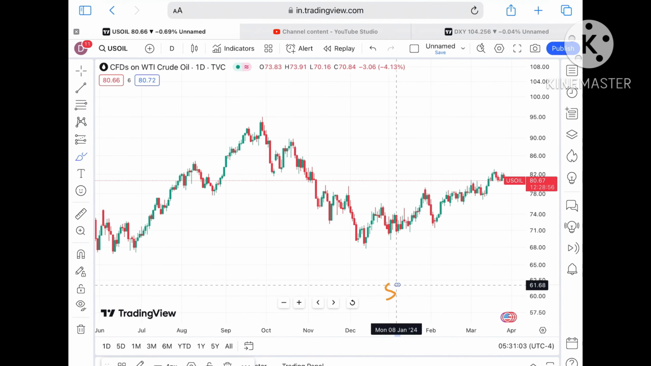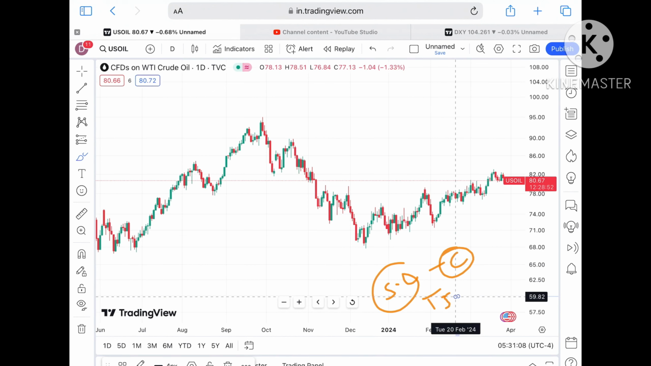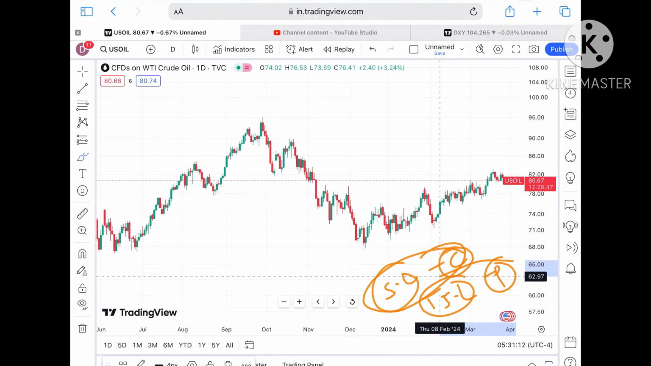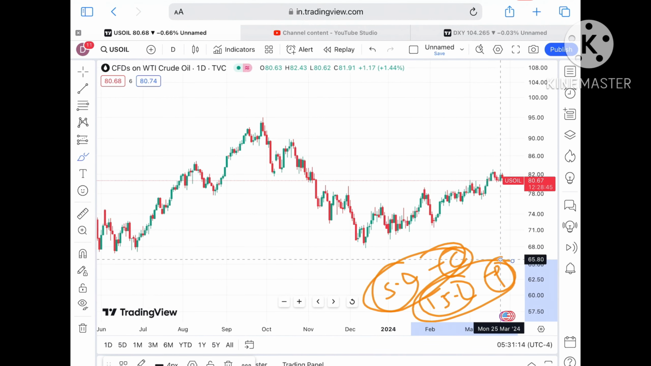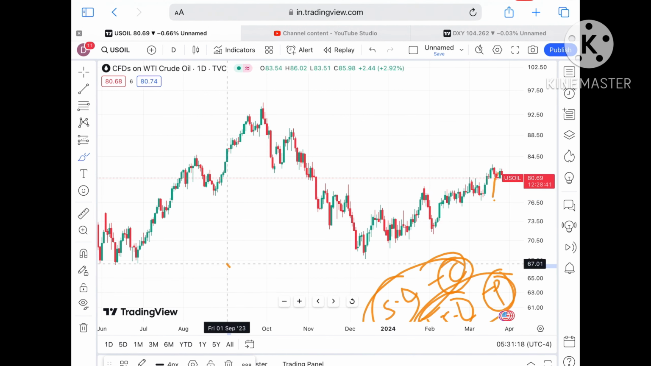Now looking at this particular level, suppose if the price sustains this level, understand, always try to set your SL. If you're setting your SL, you will save your capital. If you're trailing your SL, you will save your profit. These two things you have to do. If you're doing these two things, you will sustain for a longer period of time.